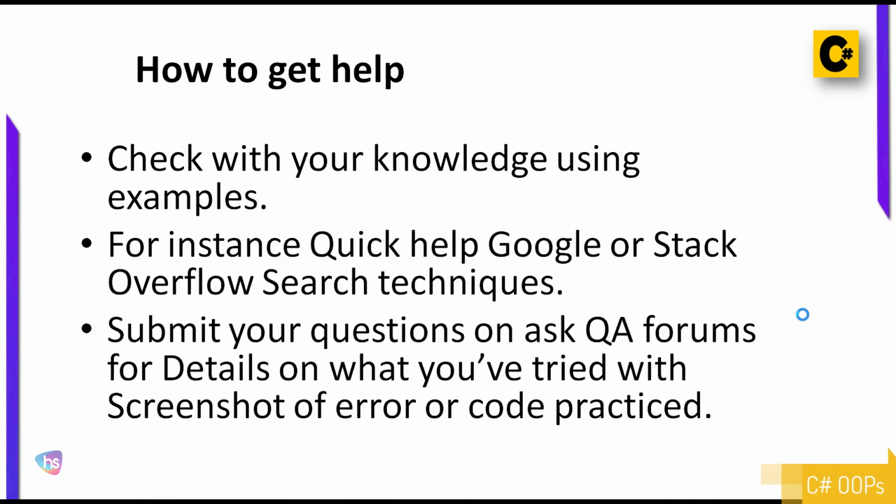How to get help? Check your knowledge using examples and exercises. For instance, for quick help, use Google or Stack Overflow to search for techniques, where queries are answered by senior people with expertise, and result-oriented techniques are shared. Submit your questions to the QA forums with details on what you have tried, with a screenshot or error code, and practice with your own hands.